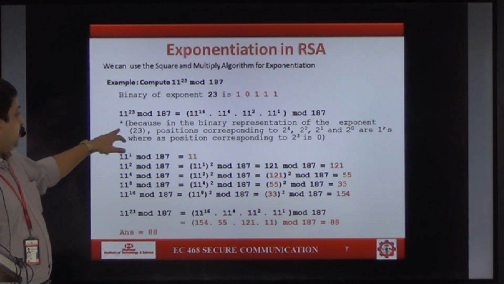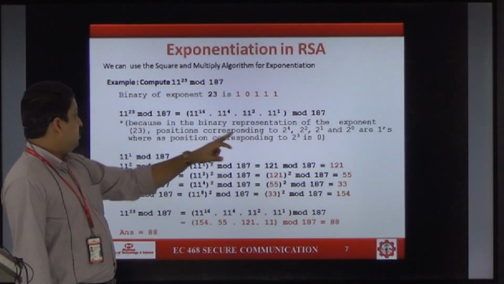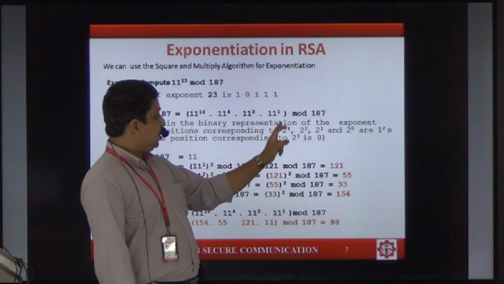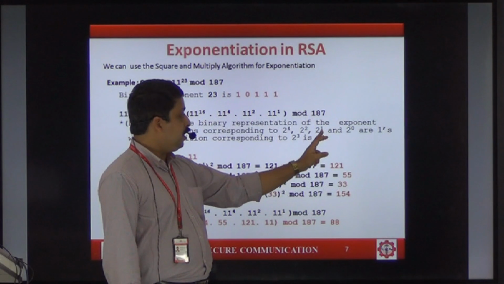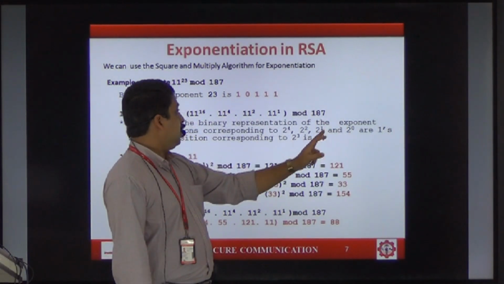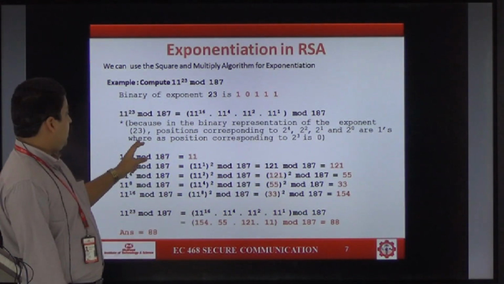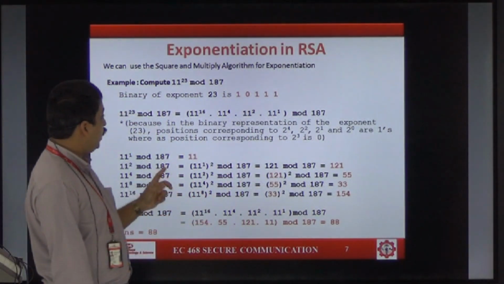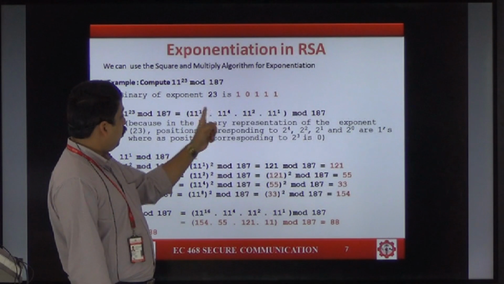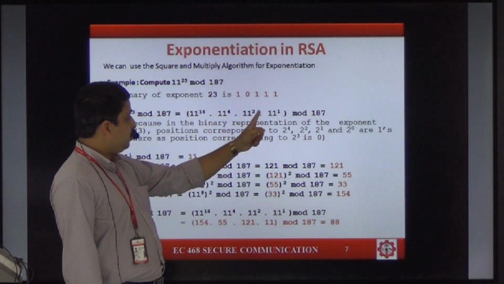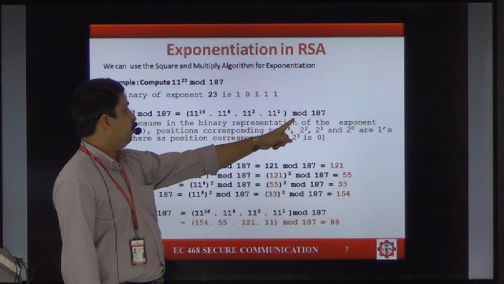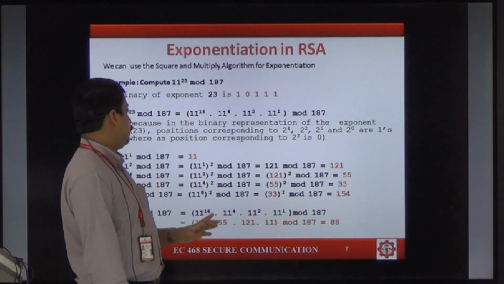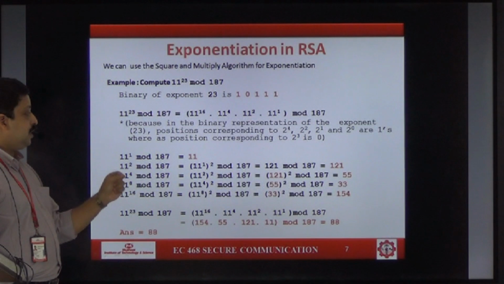Now that is explained here, because in the binary representation of the exponent 23, positions corresponding to 2 raised to 4, 2 raised to 2, 2 raised to 1 and 2 raised to 0 are ones, whereas the position corresponding to 2 raised to 3 is 0. So we are having 4 terms, and we will be finding the product of these 4 terms and taking the modulus operation. These 4 terms correspond to these 4 ones. Now we will be going for the computation.